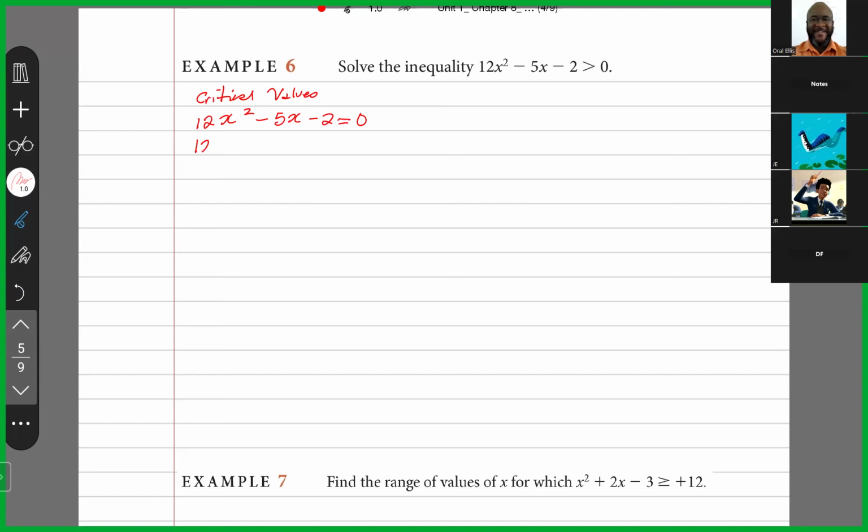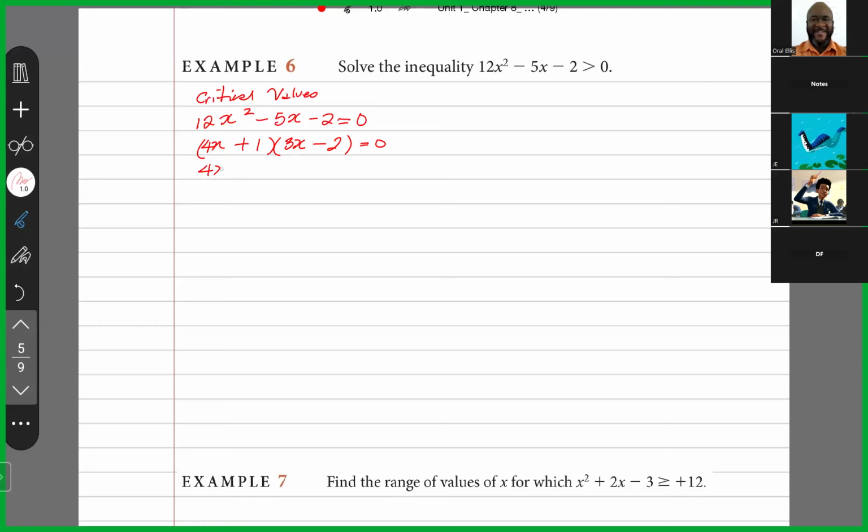All right, let's see if we can factorize this. Definitely going to have 2 here and 1. 4 and 3 for 12. So I have 4x here, 3x. This should be minus and this plus. So let's see if this works. 12x squared minus 8x plus 3x, then minus 2. It does work.